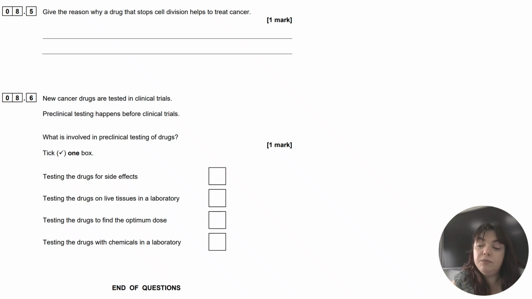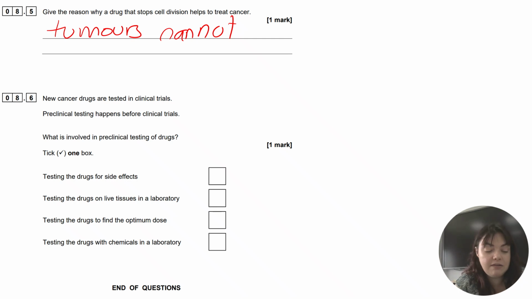8.5, give the reason why a drug that stops cell division helps to treat cancer. So it's essentially that the tumour can't grow or spread. So tumours cannot grow or spread, or you could say it stops metastasis, or stops secondary tumours from forming.